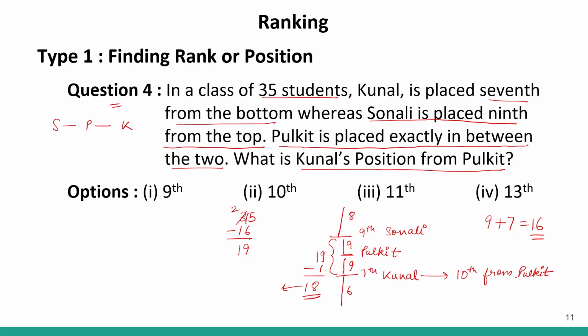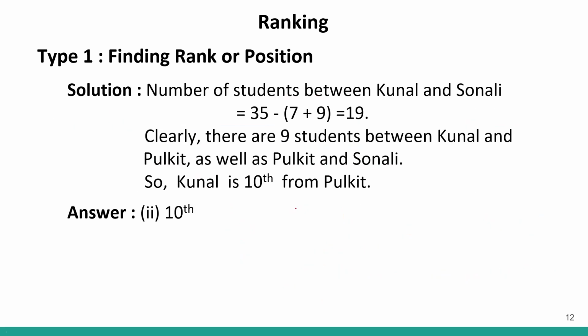It will be 10th from Pulkit. Clear? Because between Pulkit and Kunal, we have 9 people. So Kunal will be 10th from Pulkit. Therefore, my answer will be option number 2, 10. Clear? Now, this is the solution.